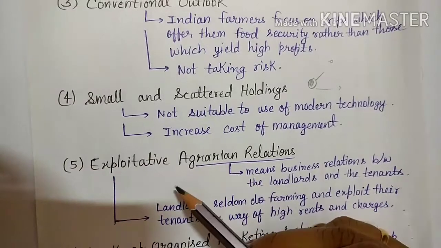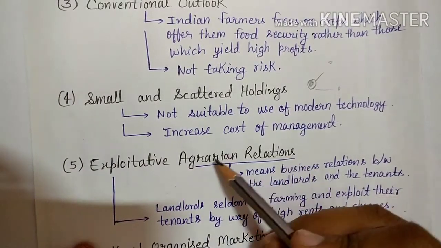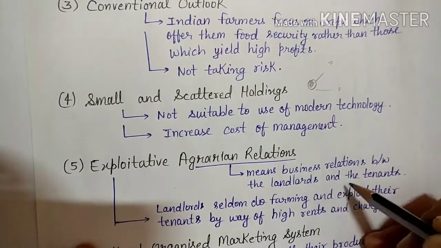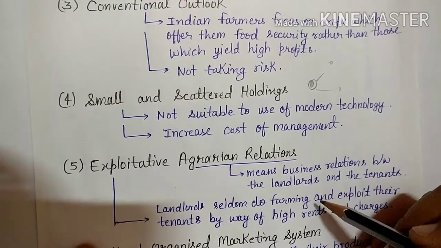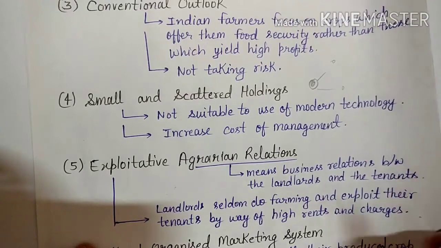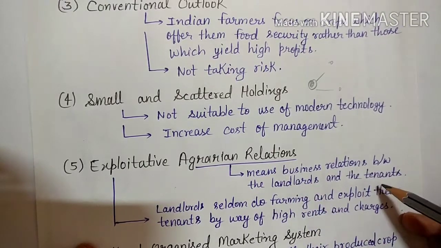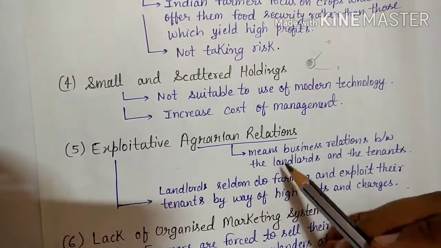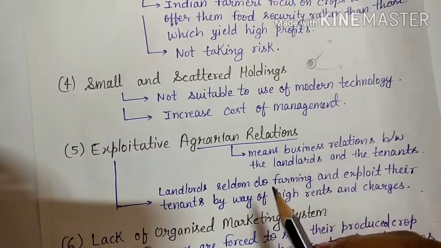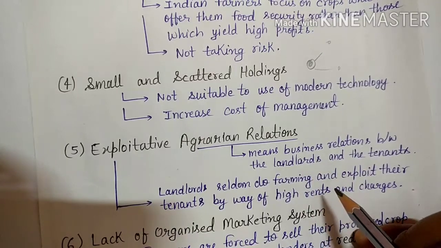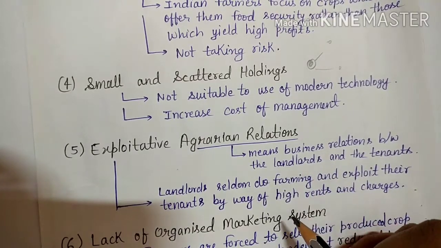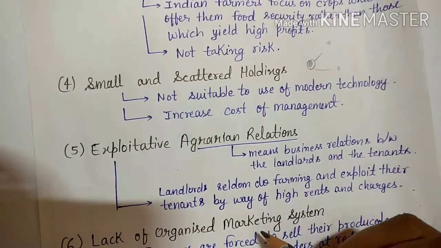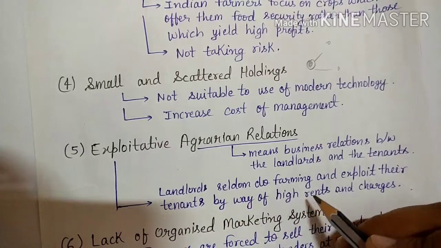Then coming to exploitative agrarian relation. What is the meaning of agrarian relation here? It means the business relationship between the landlords and the tenants. Okay, you know very well how the relation between landlords and tenants was. They were treating the tenants as animals, okay. Landlords seldom do farming, landlords never go on the farm. They never go on the land, just enjoy their life at home only, and take high rent from their tenants, those farmers, okay.